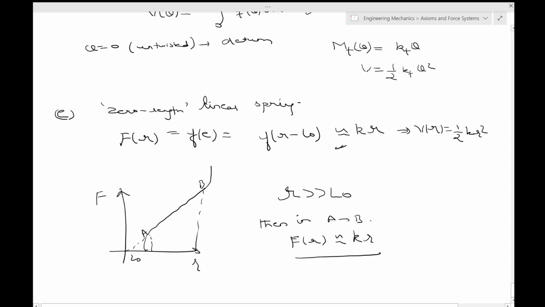Okay, so this is there. If L naught is really very small, even if you integrate it from 0 to the final value, the answer would not be much different. So that's the idea of a zero length spring. Its initial length is not actually 0, but it's very small compared to how much finally it would extend to. So that's what a zero length spring would be.